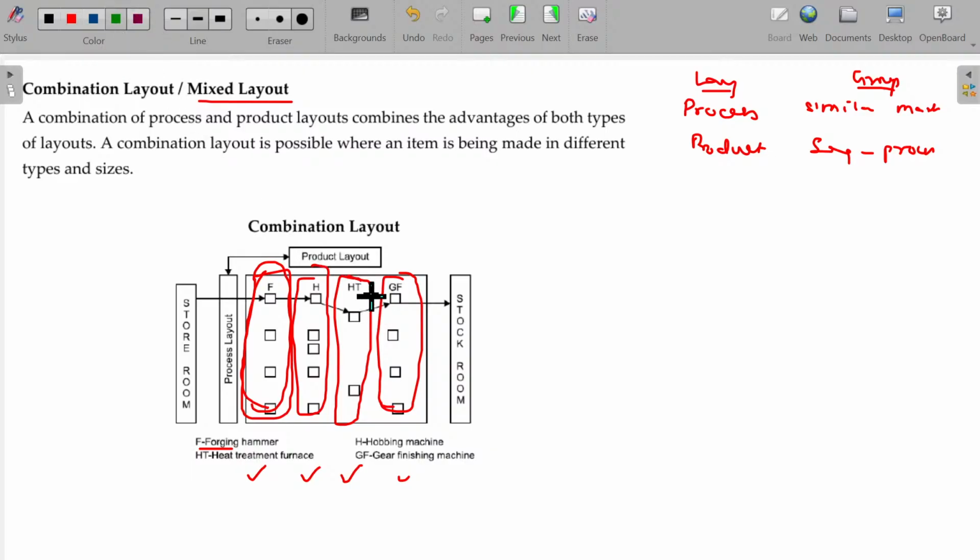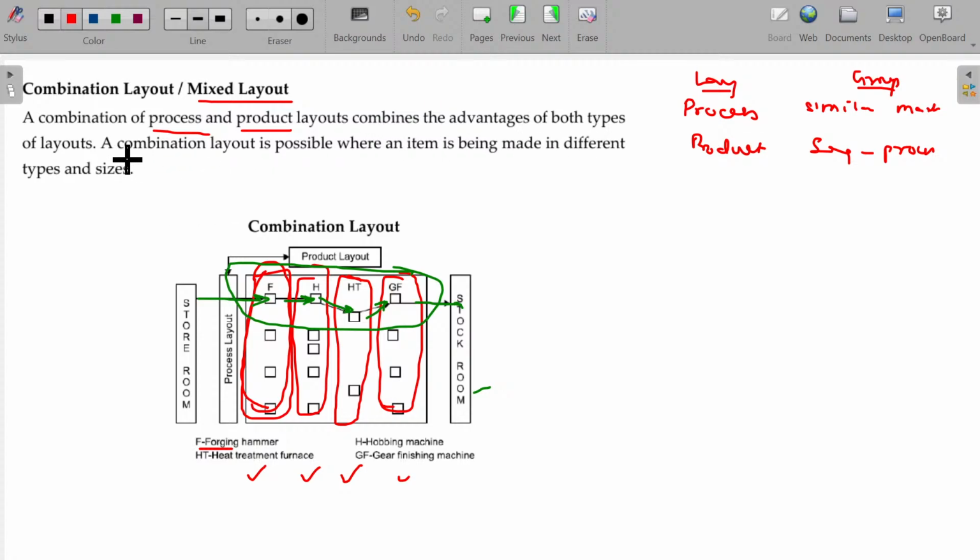If you see the department this way, what happens here? A product is introduced as input here, forging and hobbing, heat treatment, gear finishing, and comes as output. So if you see in horizontal sequence, then it is called product layout. Vertical sequence, then it is called process layout. The entire workshop layout, department layout is designed in this way, then it's called combination layout or mixed layout. A combination of process and product layout combines the advantage of both types of layout.